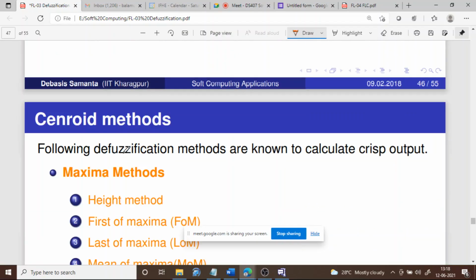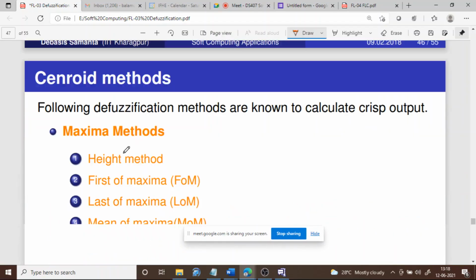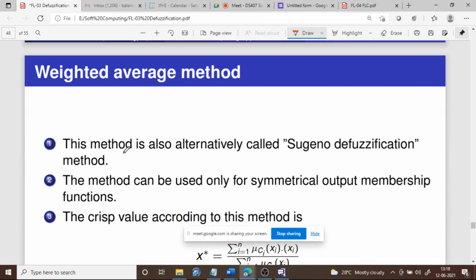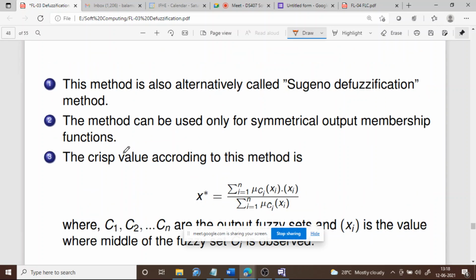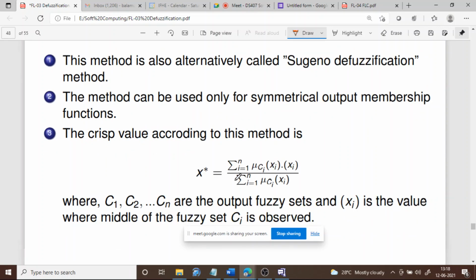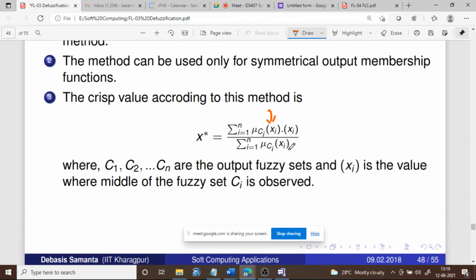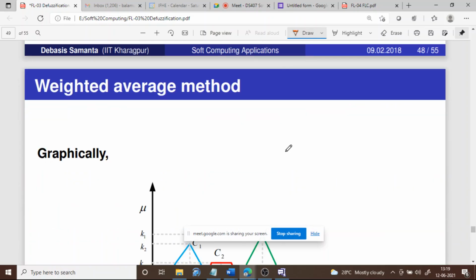So next we'll be discussing the weighted average method. Under the weighted average method, we have only one technique; there are no sub techniques. So here, this is the general equation: the sum of the membership function of every x into x, divided by the sum of all the membership functions.